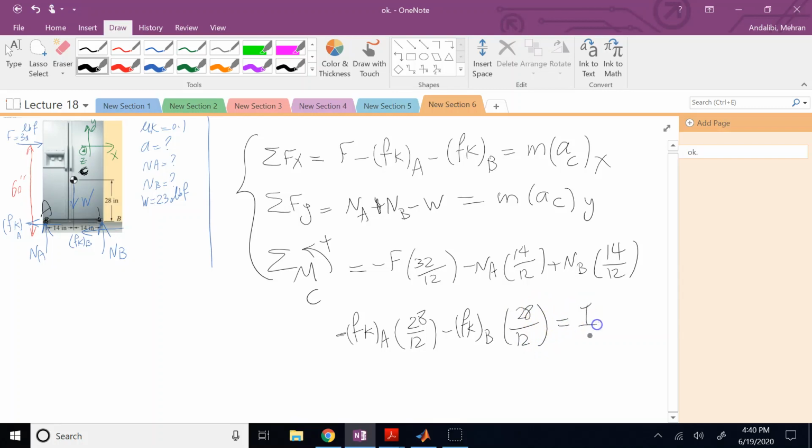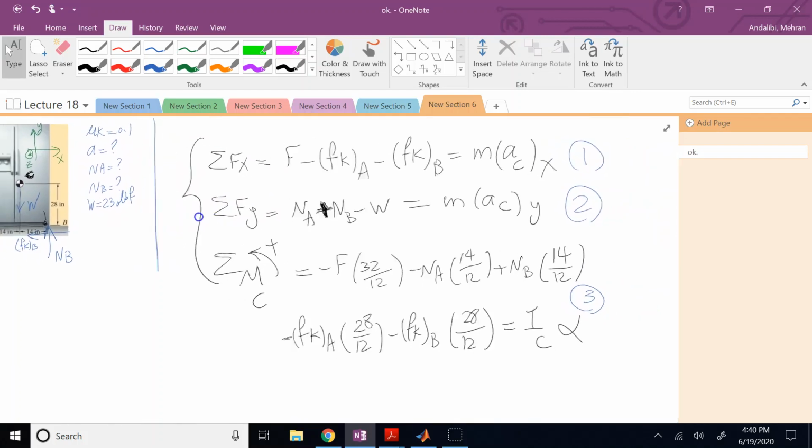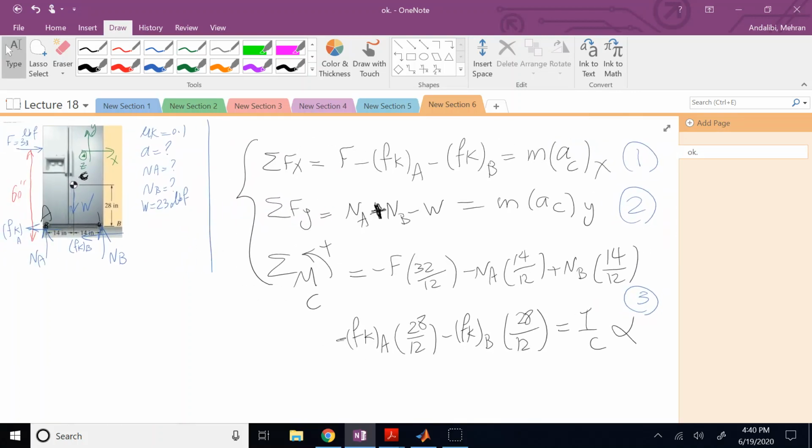Is equal to I about the centroid times alpha. So now I have my three equations, and before we even start to do anything, it's always good practice to number equations, so I call them 1, 2, and 3. It is always a good practice to see how many unknowns and how many knowns we have here. So F is 30, that's good, I know it. NA and NB are unknown. W, I know that's 230.